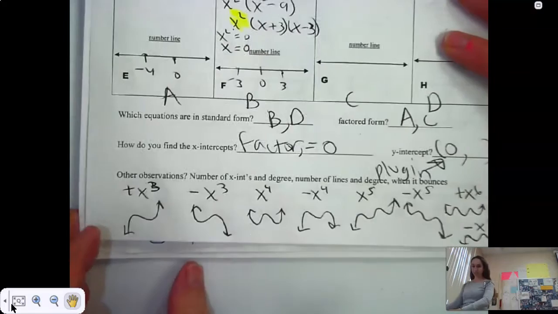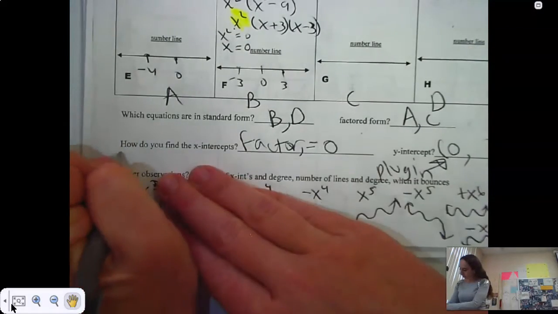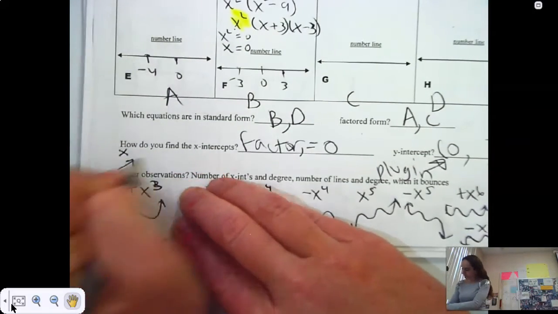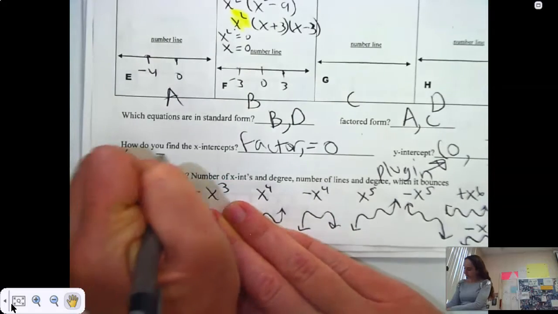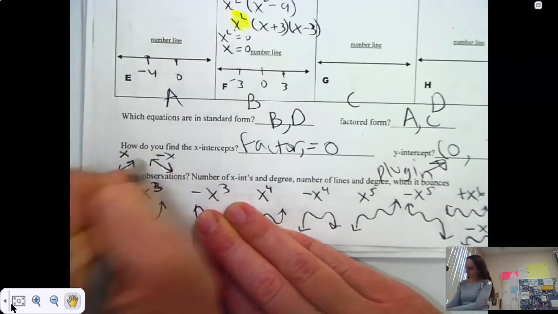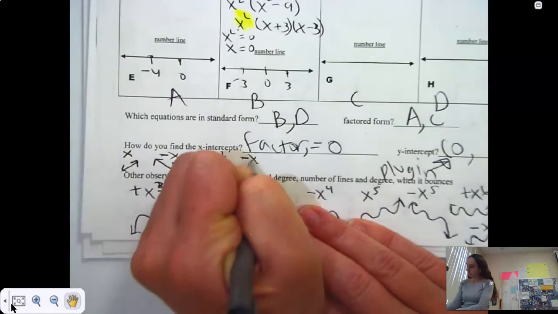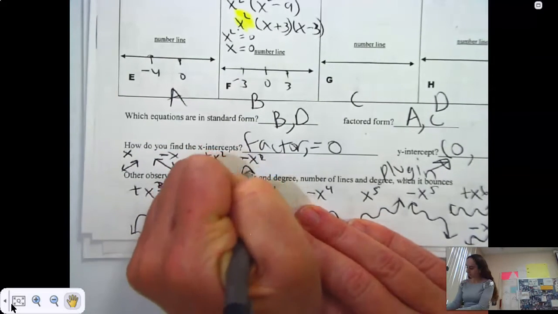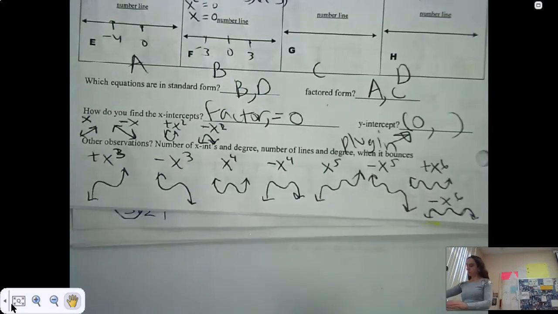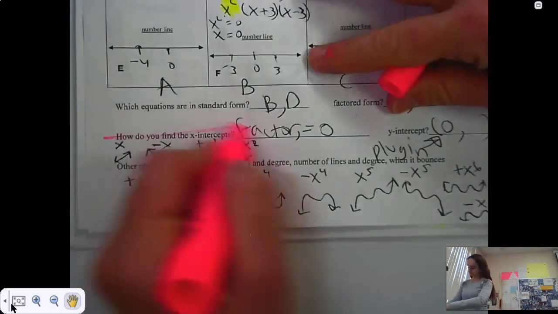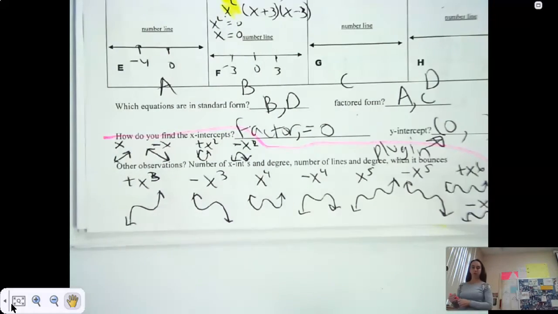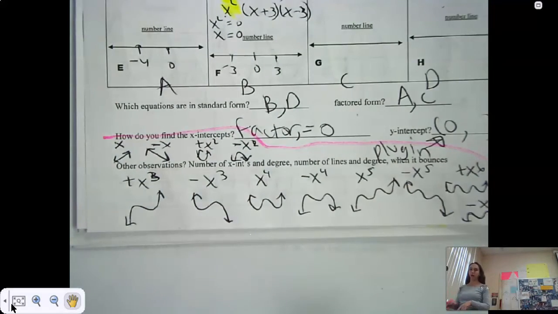I should have added here that if it's a positive x, it goes like this. If it's a negative x, it goes like this. If it's a positive x squared, it goes like this. If it's a negative x squared, it goes like this. And some of you go, I'm not going to write that down. I will tell you right now, this is definitely something you want to have down so that you know when you have to graph it yourself how to do that.